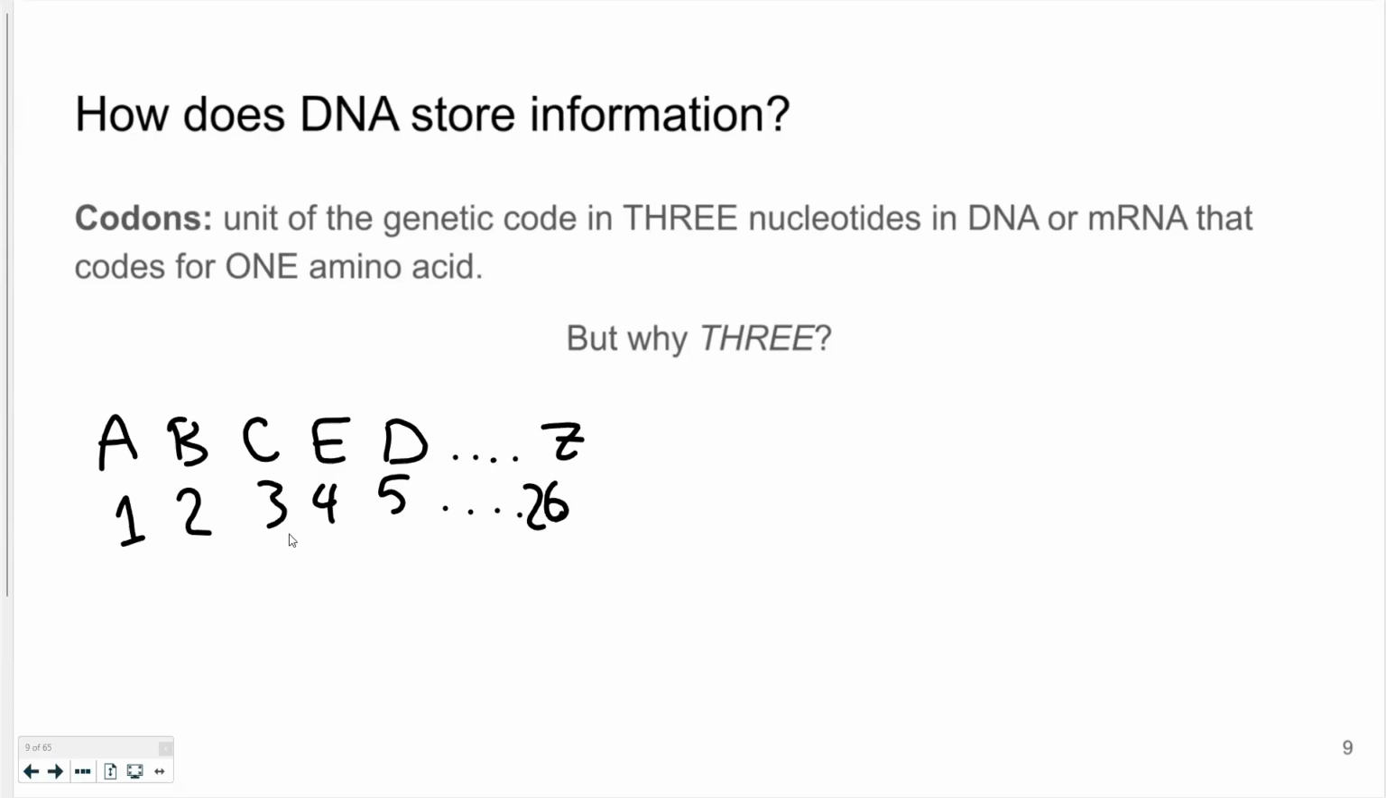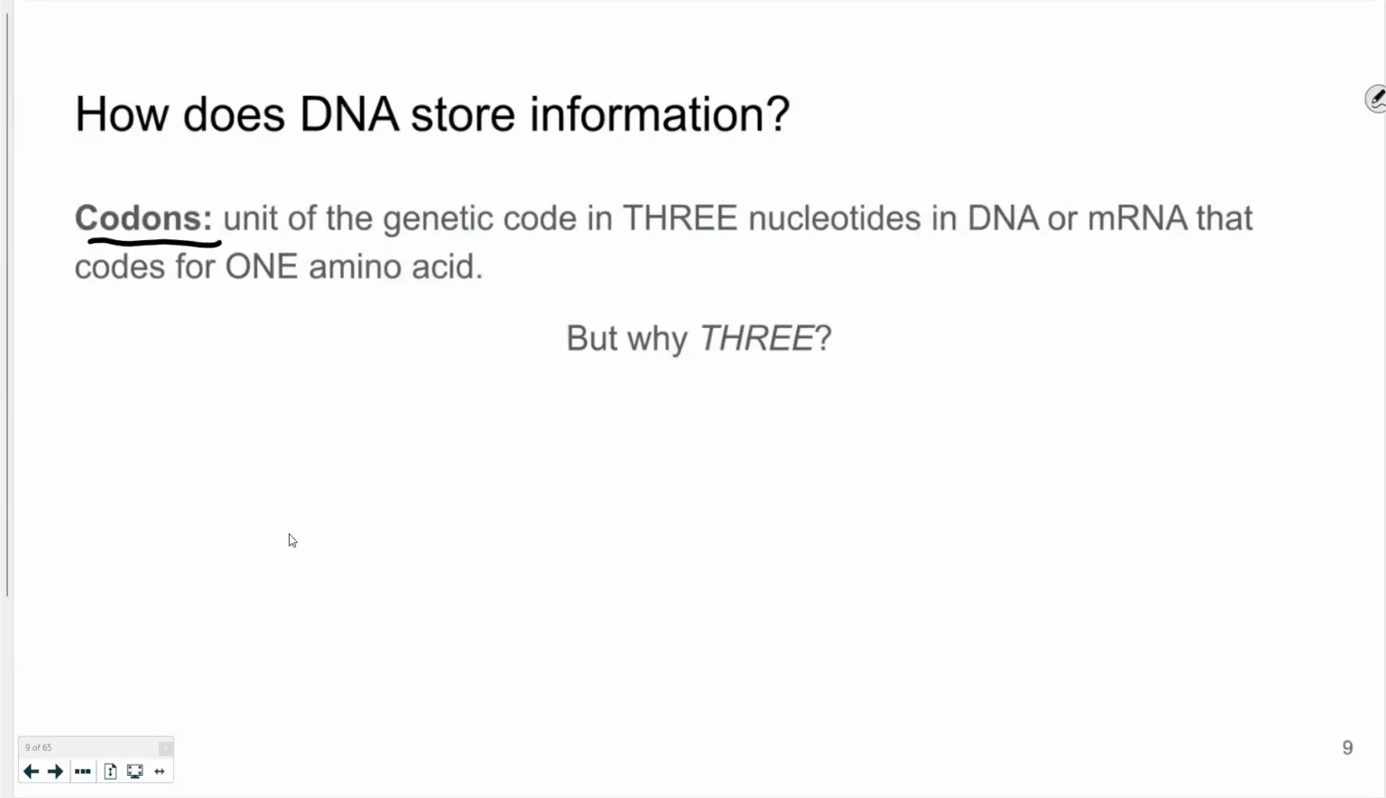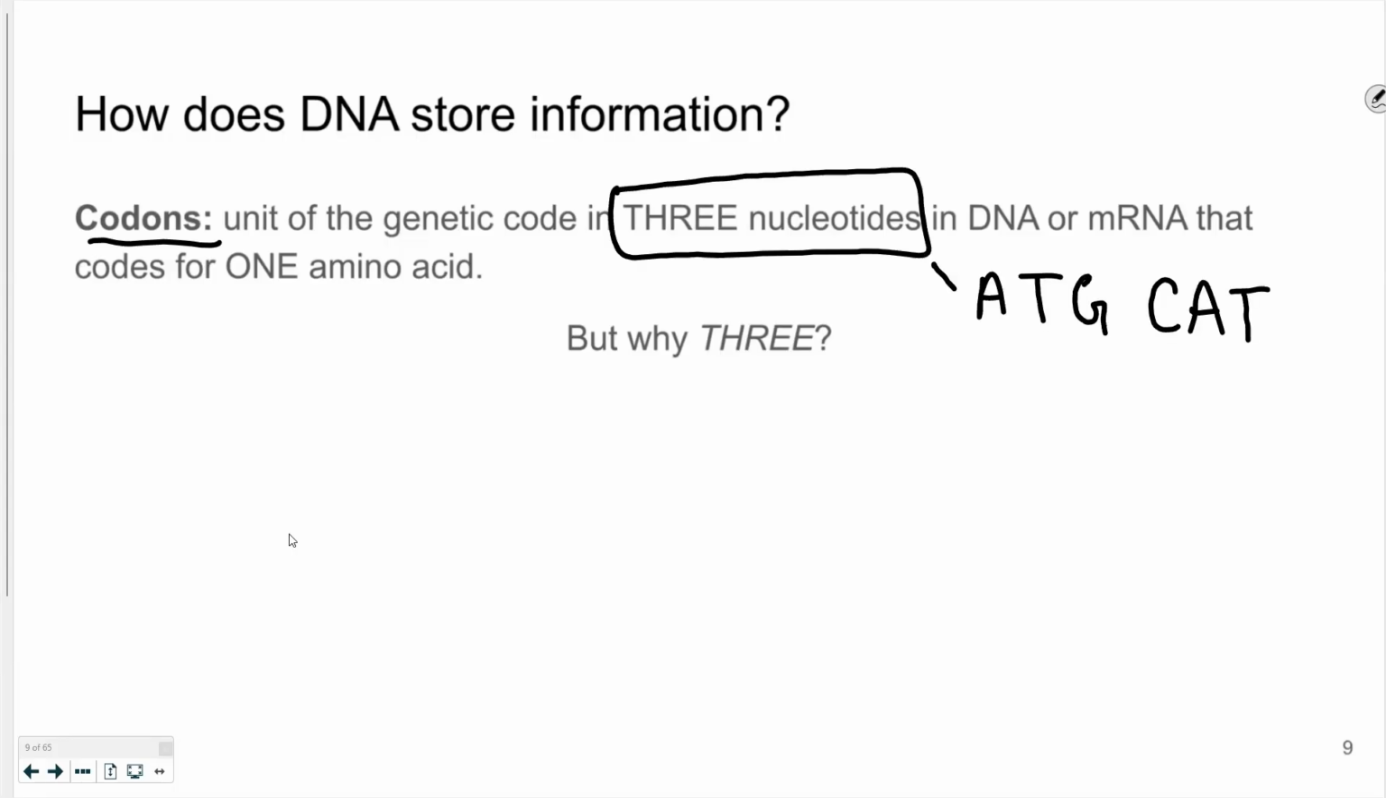DNA stores information in a secret code. The DNA is a little bit more complicated and complex than what me and my brothers came up with. Our codons are composed of 3 nucleotides in the DNA. ATG, CAT, that would be DNA. If we're talking about RNA, this would be AUG, CAU, because we remember that in RNA, whenever we see a T, we're going to put in a U instead.